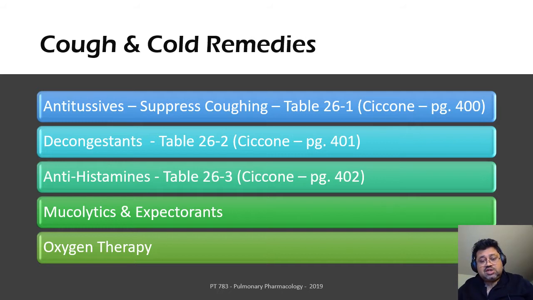As far as decongestants are concerned, decongestants are on table 26.2, page 401, and decongestants are drugs that reduce congestion in the respiratory tract, especially in the upper respiratory tract. Antihistamines are drugs that reduce allergies or manage allergies, and then mucolytics and expectorants help in better flow of sputum, which is hard to otherwise get rid of. And oxygen is a drug, as you should know by now. So those are things that we will talk about in this.